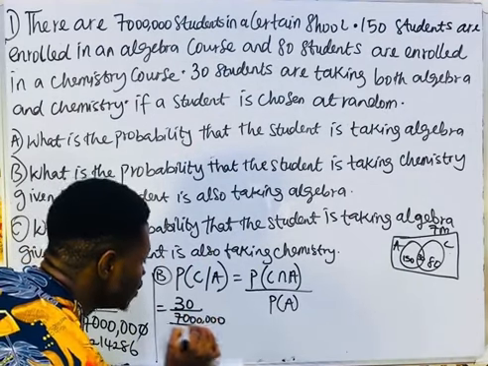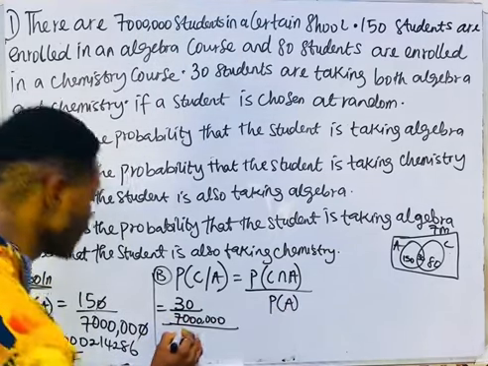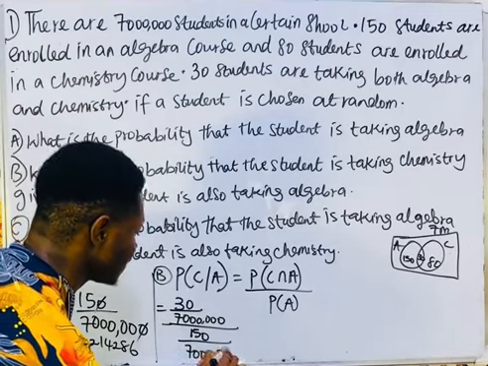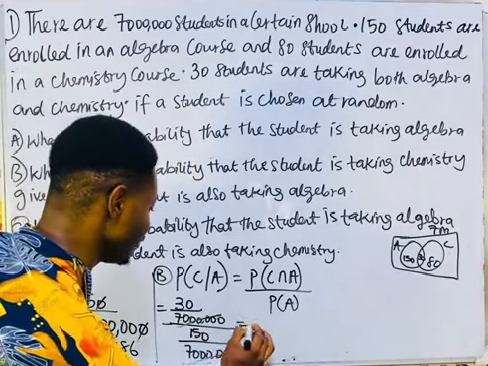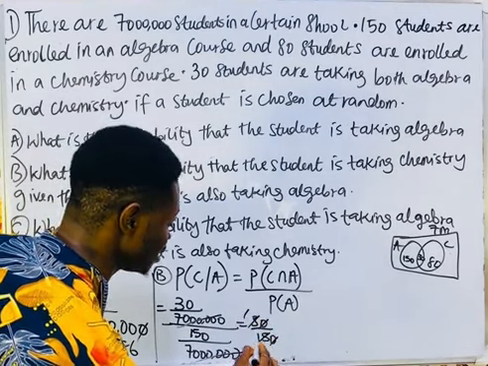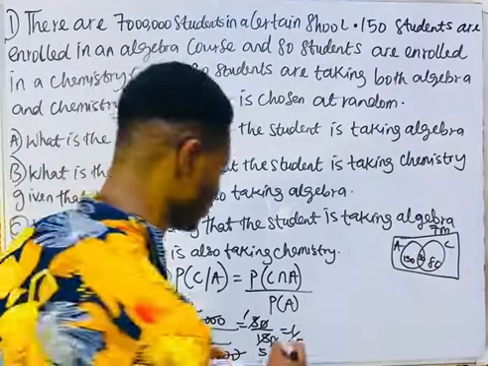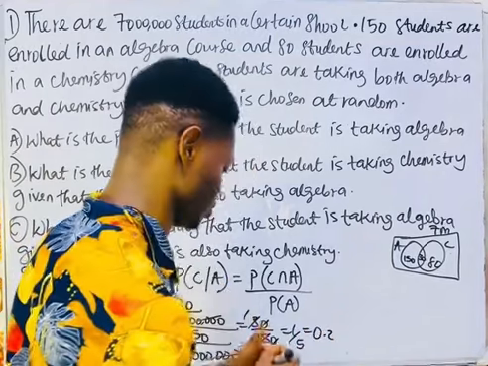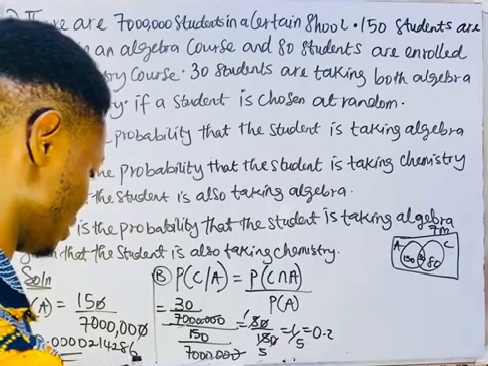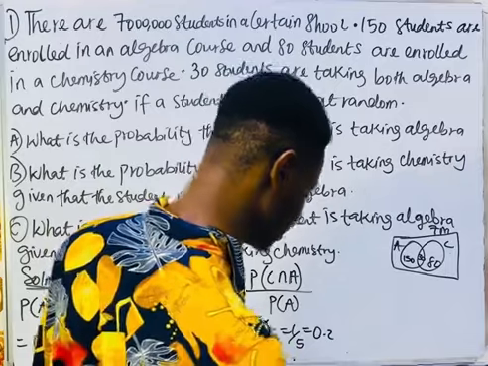Then all over the probability of people taking algebra, which is 150 all over the total, 7 million. So this one can cancel this one. So we have 30 over 150. Three into 30 is 10, three into 150 is 50, so we have 1 over 5, which is 0.2. So I think I'm right. Divided by 5, 0.2. That's good.